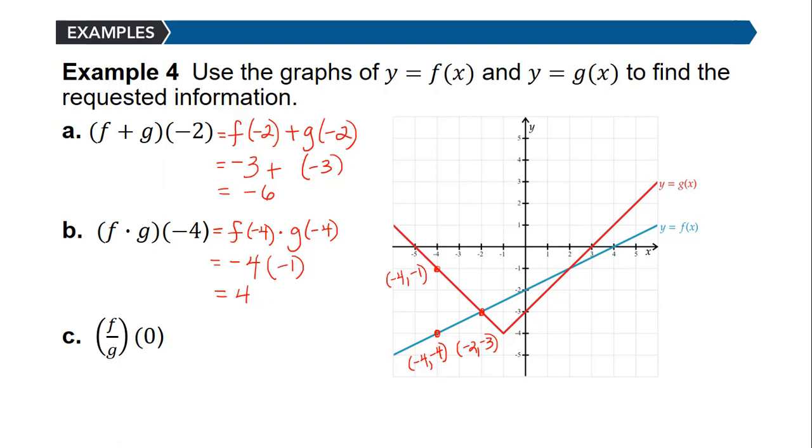Then we have f divided by g of 0. By definition, this is f of 0 divided by g of 0. So f of 0, that is our blue graph. Notice that the x value of 0, the y value is negative 2. So f of 0 is negative 2. Divided by g of 0, well, the point 0, negative 3 is on the graph of g. So g of 0 is negative 3. Therefore, negative 2 divided by negative 3 is a positive 2/3.